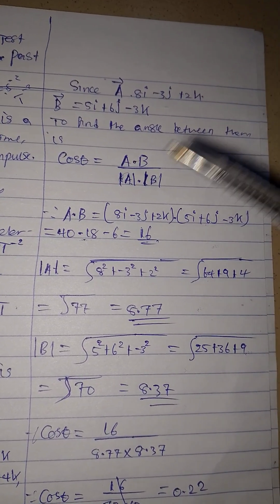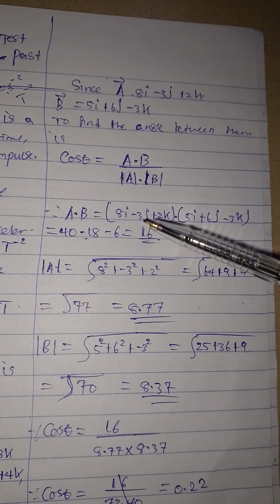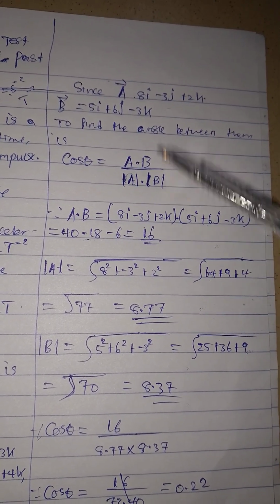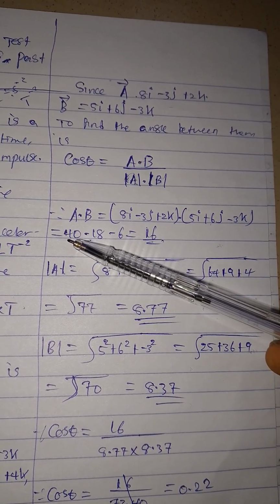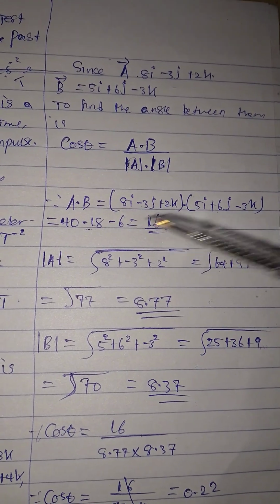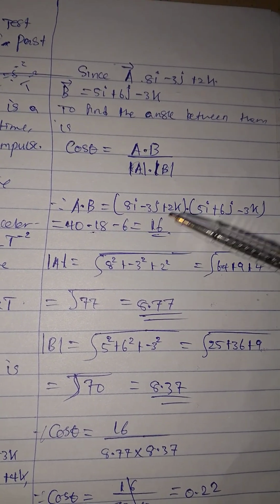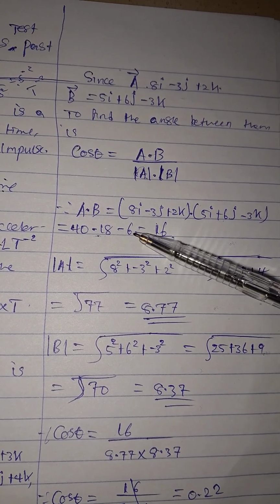This dot means times. A dot B means the A component multiplied by the B component: i to i, j to j, and k to k. So 8 times 5 is 40. Minus 3 times plus 6 gives minus 18. Plus 2 times minus 3 gives minus 6. So 40 minus 18 minus 6 gives 16.